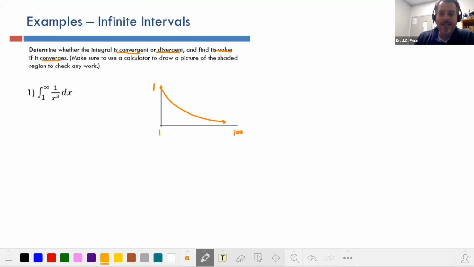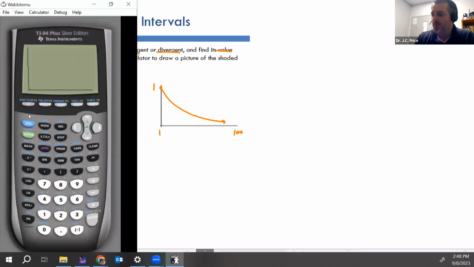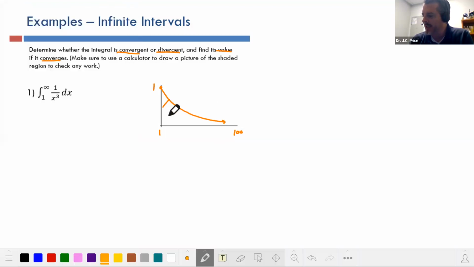And then we can see what the integral is, if it's actually equal to something. So we'll hit second trace, and we'll go down to number 7. So we'll do this integral here, and then we'll just go from 1 to 100, because we don't have an infinity button, basically. It shades in the region over there, but it spits out 0.4995. So basically, it looks like this area here should be 0.5. That's my guess. So let's see what happens.